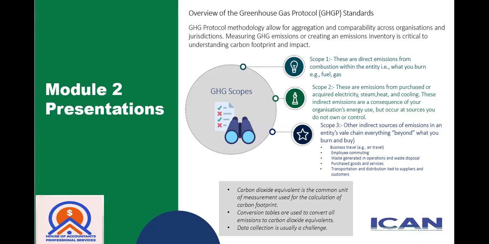Now, the third scope is talking about other indirect sources of emission in an entity. But before I go with that, scope 2 says it occurs at a source you do not own or control. You cannot control the gas that is coming out through electricity because it's not your company. You are only enjoying the benefits coming from there. That is scope 2.